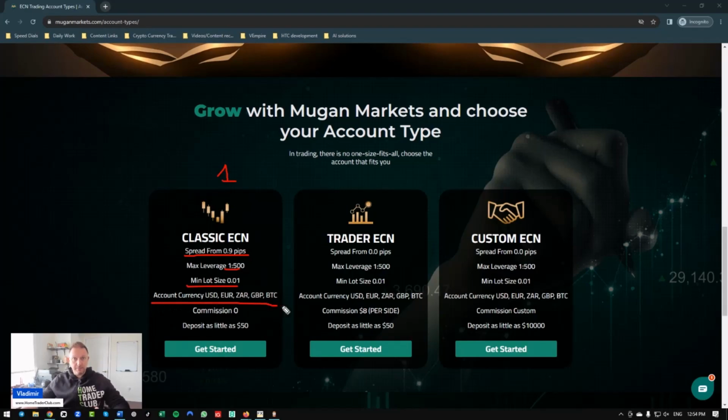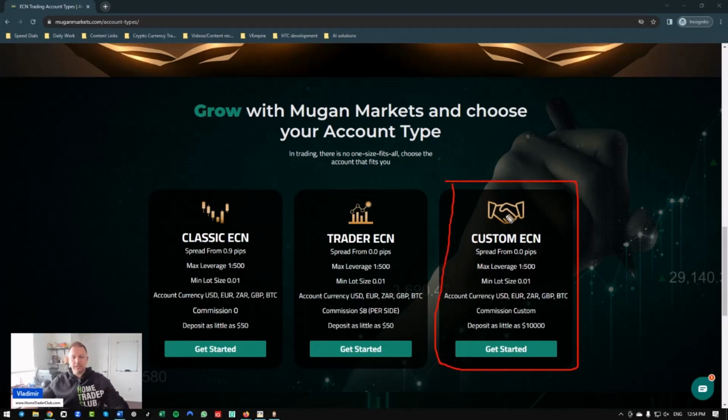Account currency, you can choose what works for you, right? And commissions, basically zero. And this is one of my favorites. Extremely low spreads, same leverage, very tight commission. It's less than 1 pip per lot, and fantastic, of course. And this is the custom.